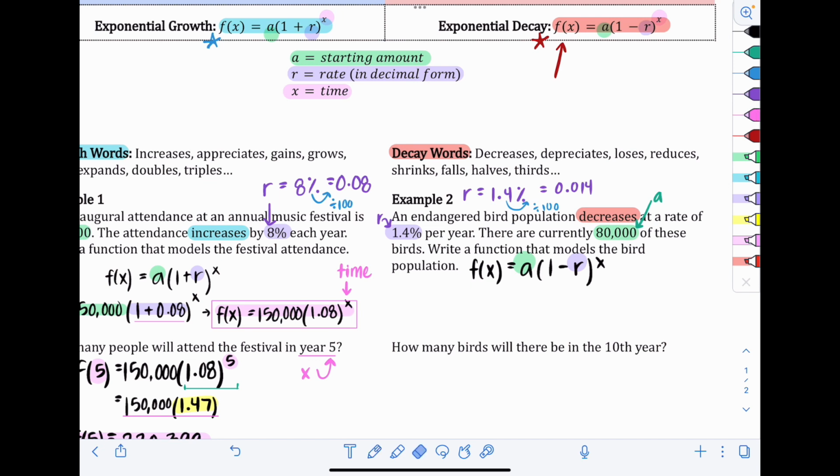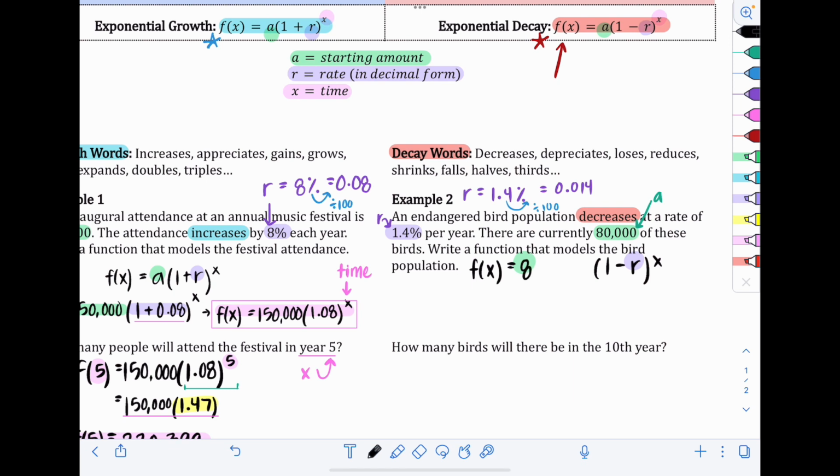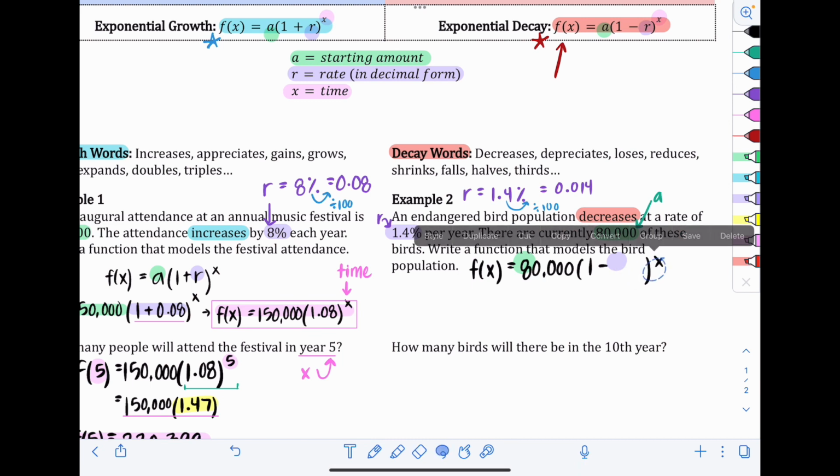And then for this one, I'm not going to rewrite the formula. I'm just going to take out a and replace it with 80,000, because we know 80,000 is the starting amount. And then I'm going to take out r and put in our rate of 0.014. Sorry, my little decimal got stuck in the middle there. So 0.014 is our rate. So altogether we have f of x equals 80,000 times 1 minus 0.014 to the x.